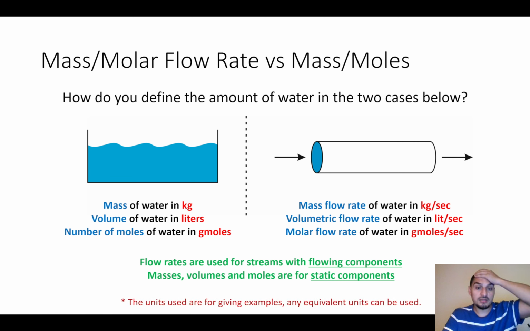Here again, just a note for you: the units that I have here, the kilogram, the liter, the gram moles, and the second, are, for example, not the only units. You can have pound per hour, you can have foot cube per minute, you can have pound mole per millisecond. It's any unit of mass or volume or moles per any unit of time.